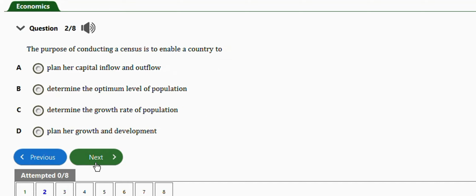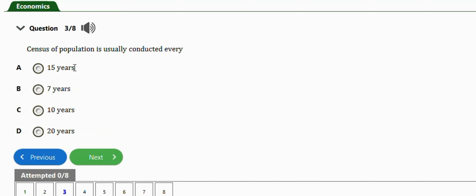Next question in this one, it says, the purpose of conducting a census is to enable a country to plan her capital inflow and outflow, determine the optimal level of population, determine the growth rate of population, plan her growth and development. So the right answer is to enable a country plan her growth and development.